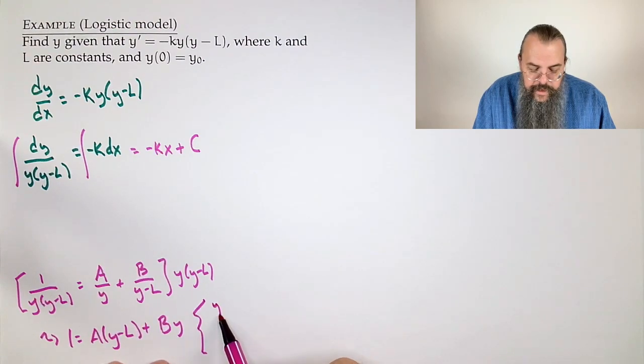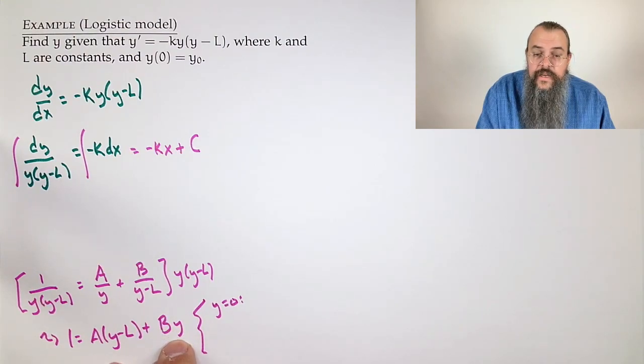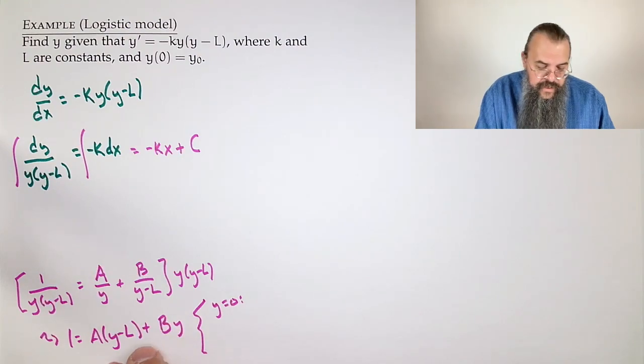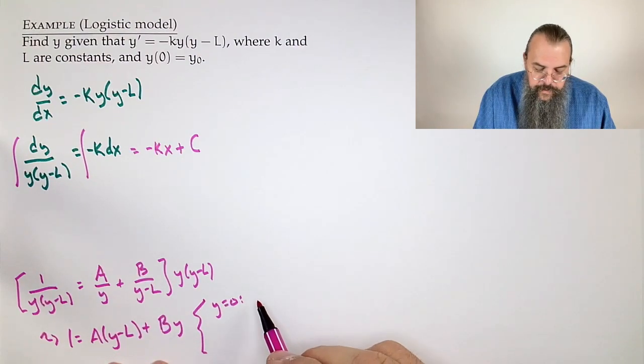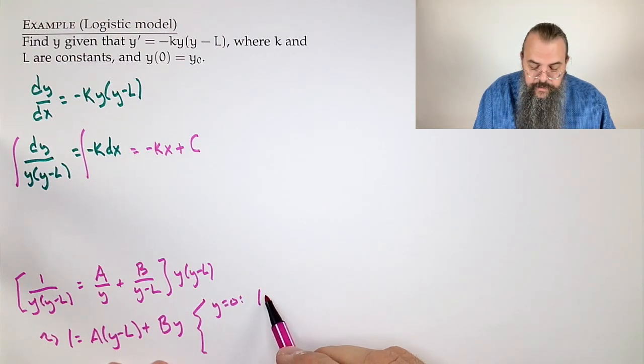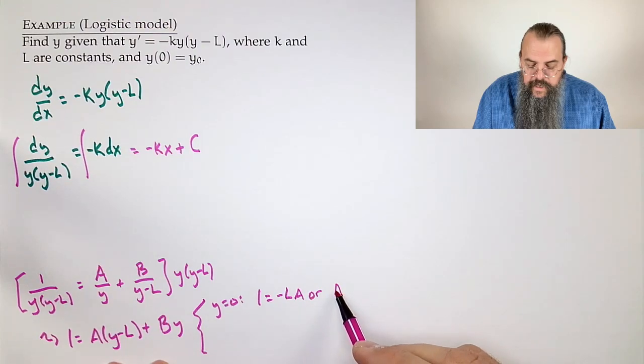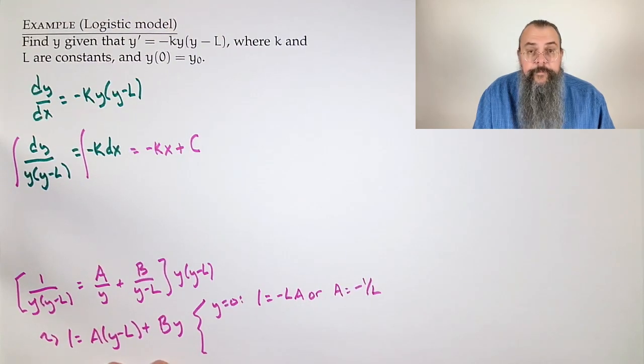Well, if we choose y equals 0, what will happen is it'll knock out the second term completely, because we have 0 times b. Well, that's 0. So we'll get 1 is equal to a times 0 minus L. So 1 equals minus L times a, or a is minus 1 over L.